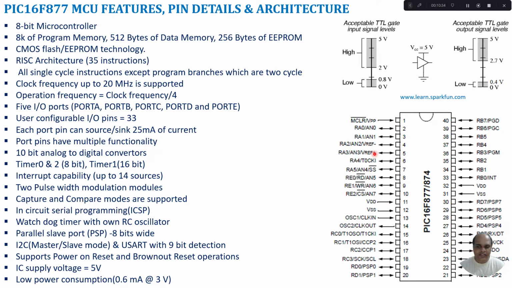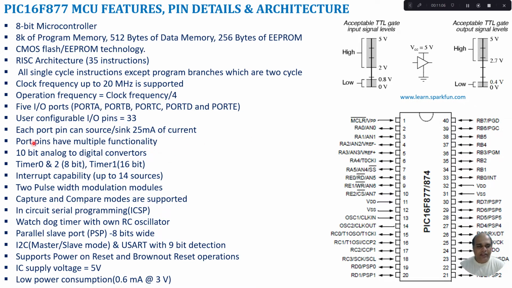Similarly, if I take some other pin like RD7/PSP7, it can be used as a digital port D pin and also as parallel slave port pin number 7. Like that, each pin has multiple functionalities. In order to select a particular functionality for a pin, we need to do the configuration part. For configuration, we make use of the special function registers.